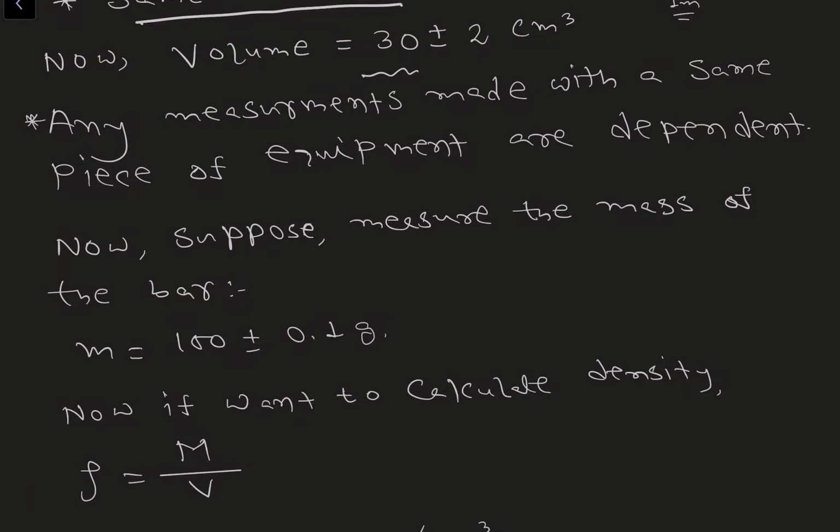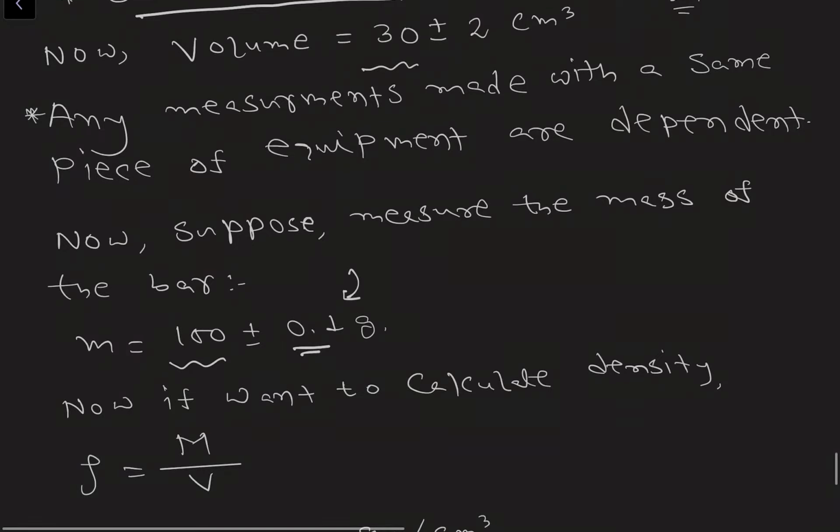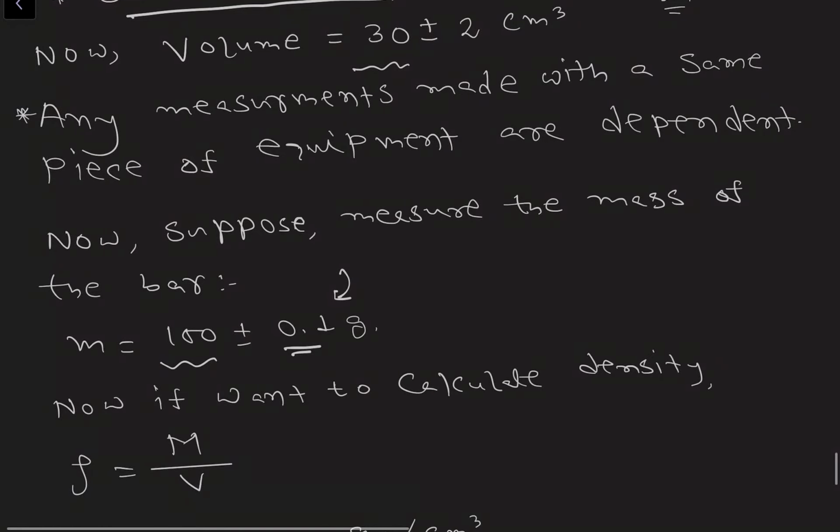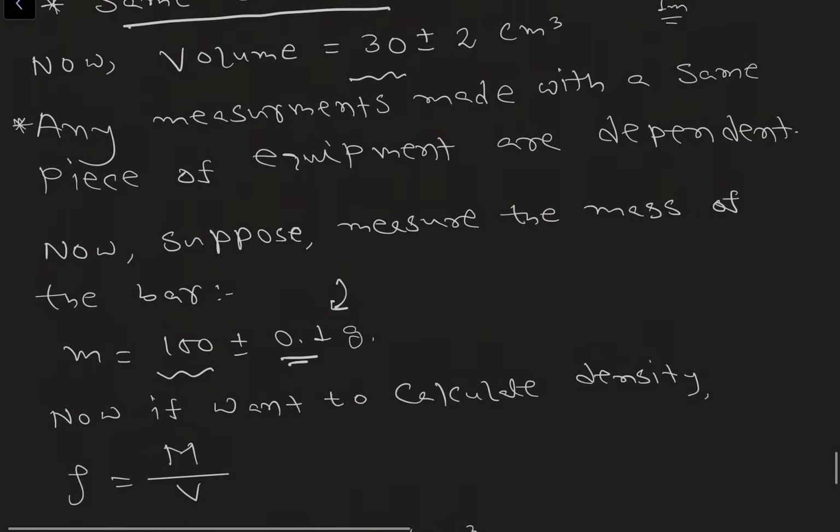So now when we are going to measure the weight of the bar, say this is our mass of 100 gram and there is an error of 0.1 gram. We consider it because of instrumental precision, how good our instrument is.